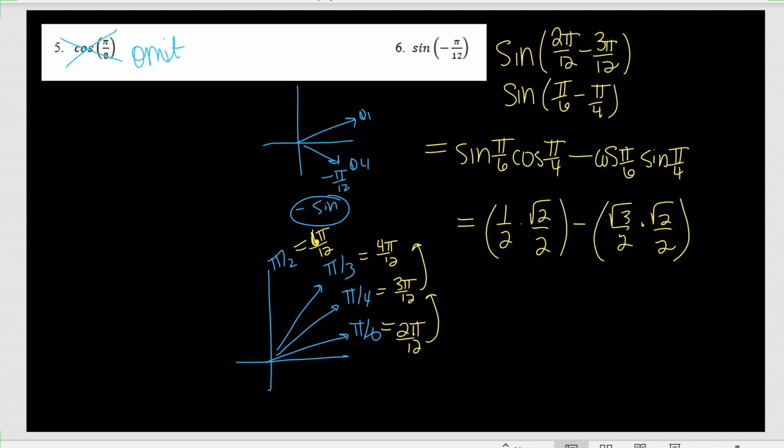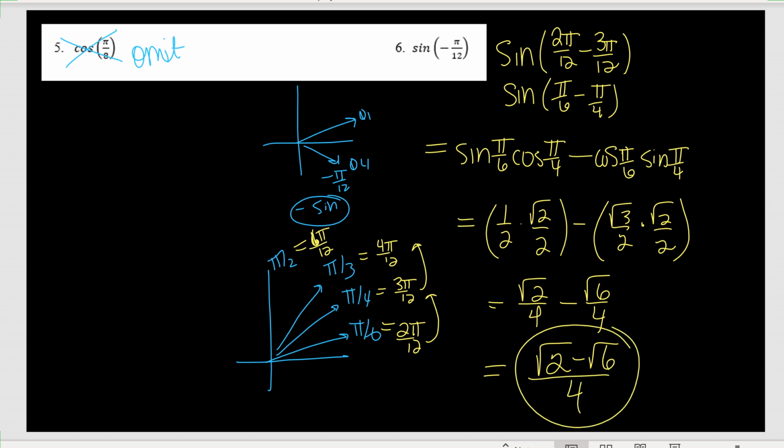Okay. When we multiply the first two terms together, we get the square root of 2 over 4. And then minus multiplying the back two terms together gives me square root of 6 over 4, giving us a simplified answer of the square root of 2 minus the square root of 6 all over 4. There we go. That is expanding using the sum and difference formulas. We'll come back for another video doing condensing sum and difference formulas, and then we'll also look at some values that are not on the unit circle.